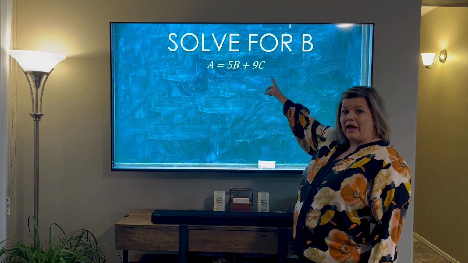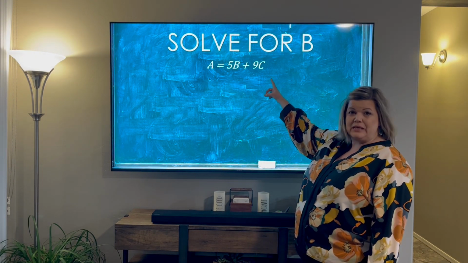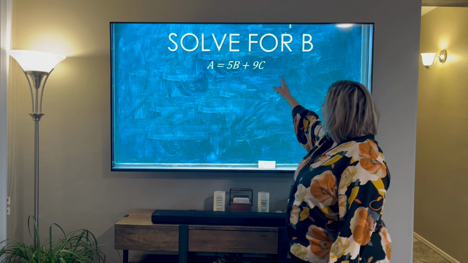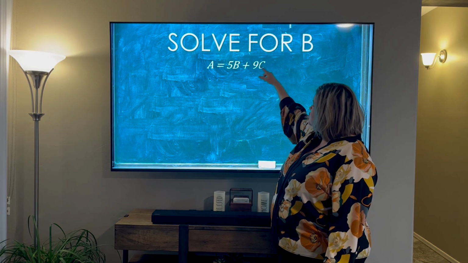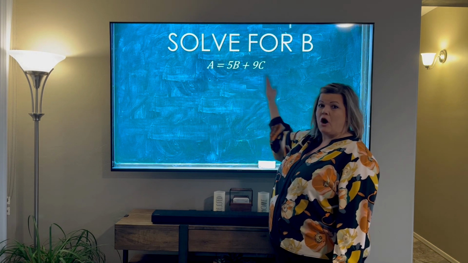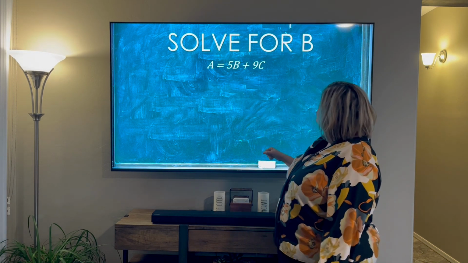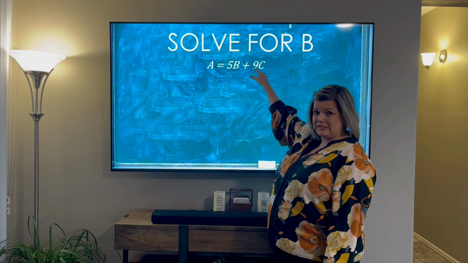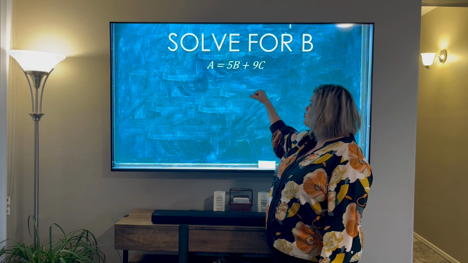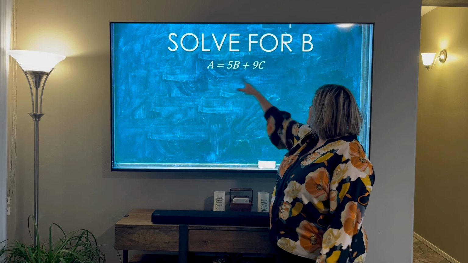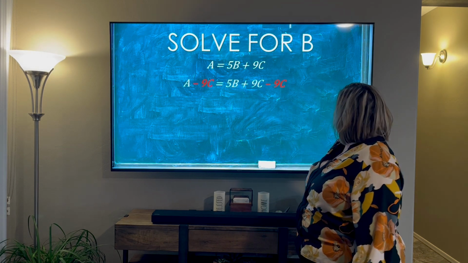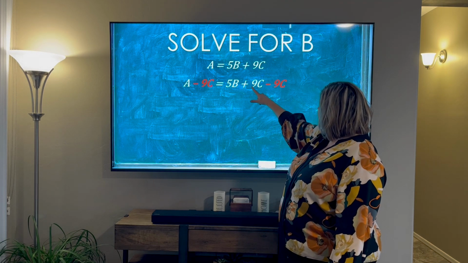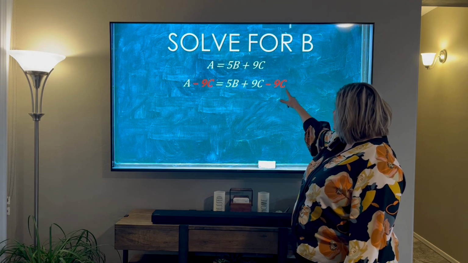Here we're going to be looking at the problem A equals 5b plus 9c. Ultimately we'll be solving for b, but we need to look at this number first because we want to get b off on its own. Looking at the sign in front of the 9, we know it's an addition sign. The opposite of addition is subtraction, as seen in the next step. To get rid of the plus 9c, we subtract 9c.